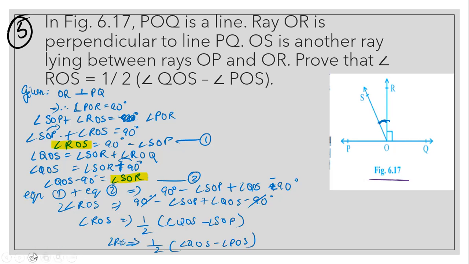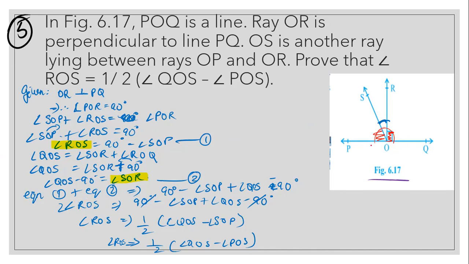What did we do? I'll quickly recap. Firstly, we wrote that angle POR is equal to 90 degrees, since the linear pair, all these angles together form 180 degrees, correct? So since this is 90 degrees, this should also be 90 degrees. So angle SOP plus angle ROS form angle POR, correct? And what is angle POR? 90 degrees. So angle ROS is equal to 90 degrees minus SOP when we bring SOP to the RHS. This is equation number 1.